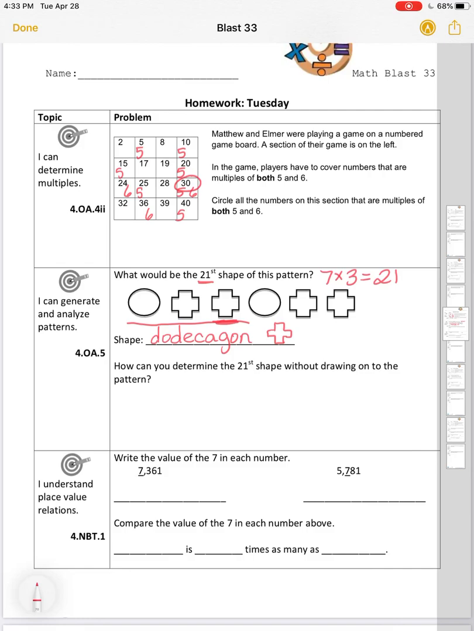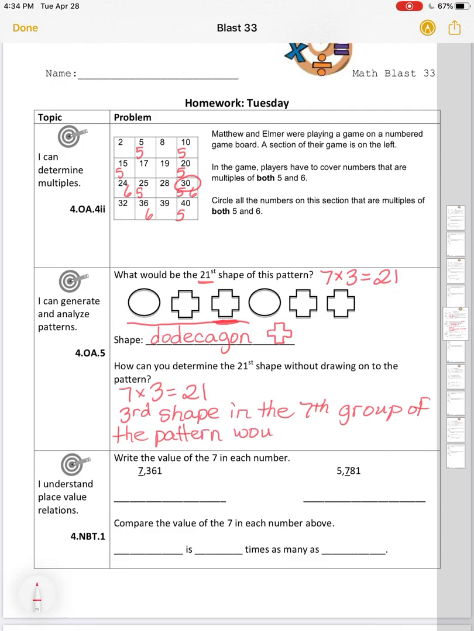All right, and then how can you determine the 21st shape without drawing onto the pattern? Well, I could say that we can say 7 times 3 equals 21, and we know that that 21st shape is going to be the 3rd shape in the 7th group of the pattern. Would be the 21st shape.